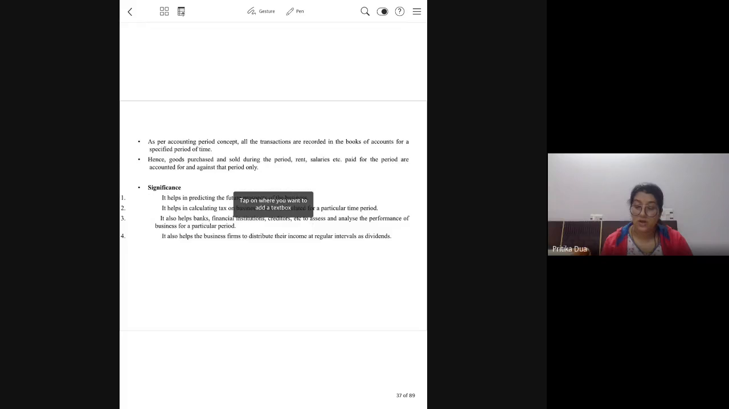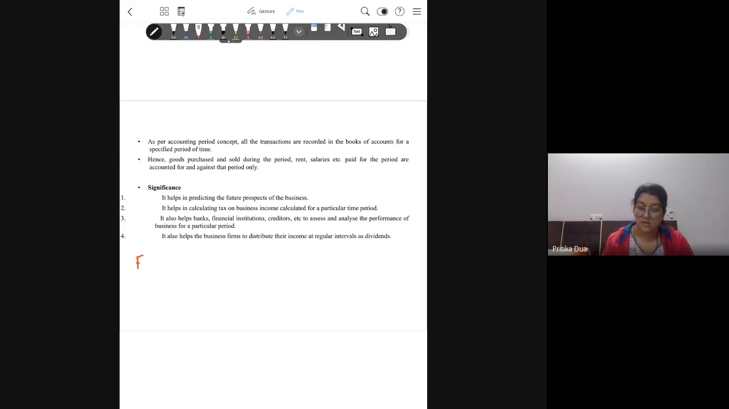Okay, so goods purchased and sold during the period, rent, salaries, etc. are accounted for and against that period only. So, what do we mean by this statement? Say, I'm taking year 2019-20. Okay, so when I say 2019-20, this is from 1st April 19 to 31st March 20.